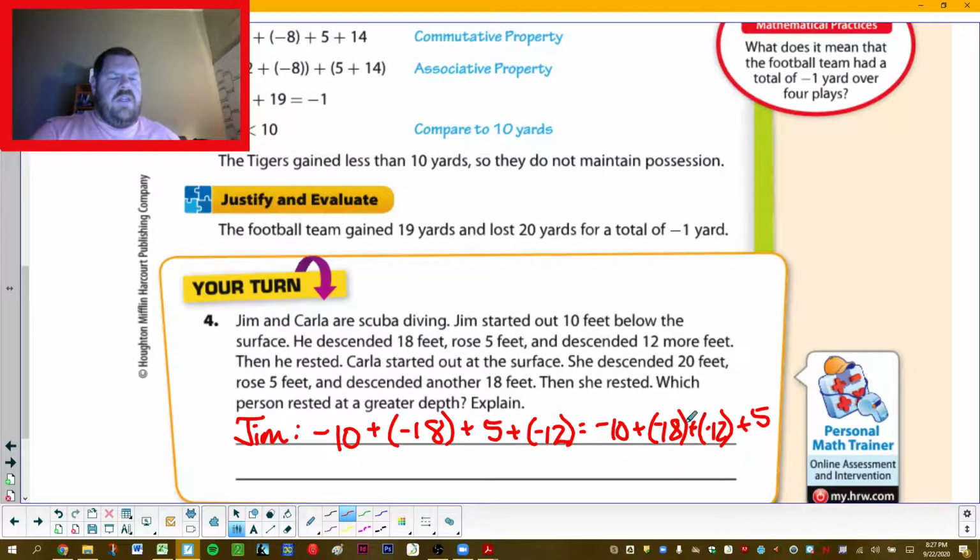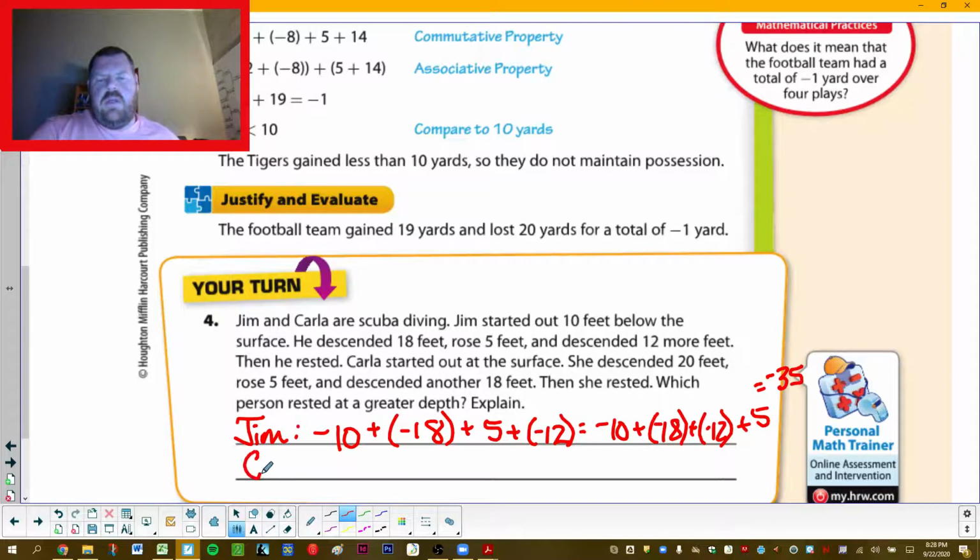Okay, so let's do these 3 together first. And you can pick whatever order you want to because it is all addition. Maybe I think of the 18 and the 12 together, that's -30. And -10 makes that -40. Plus 5 brings me back up 5. So we're at -35 feet. So that's where Jim is.